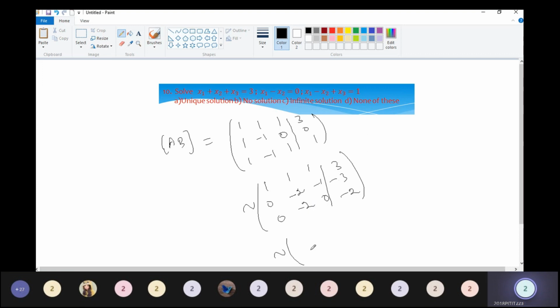So I want to eliminate this element, to make it 0. Just R3 minus R2, with the second row being 0, minus 2, minus 1, minus 3. So R3 minus R2: 0 minus 0 is 0, minus 2 plus 2 is 0, 0 minus 1 plus 1 is 0, and minus 2 plus 3 is plus 1.